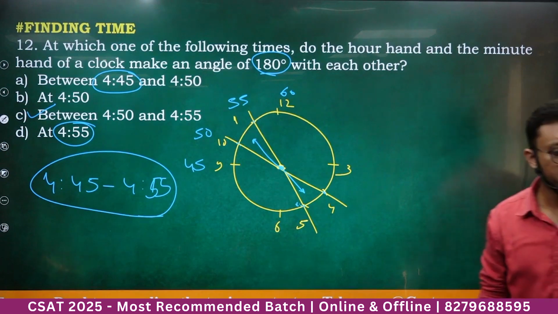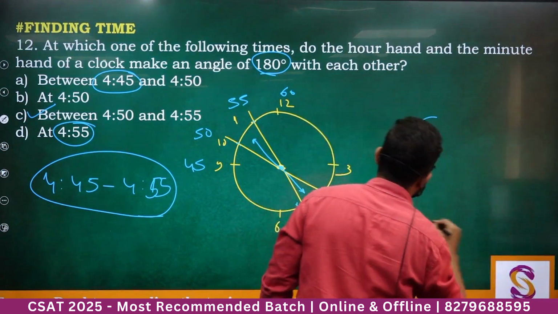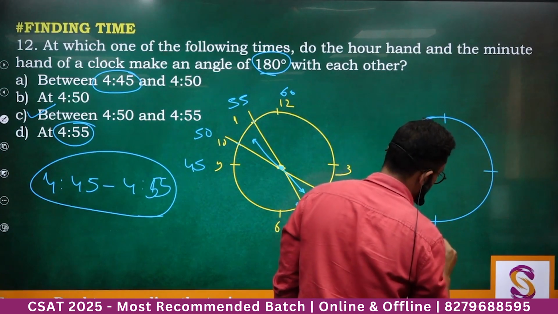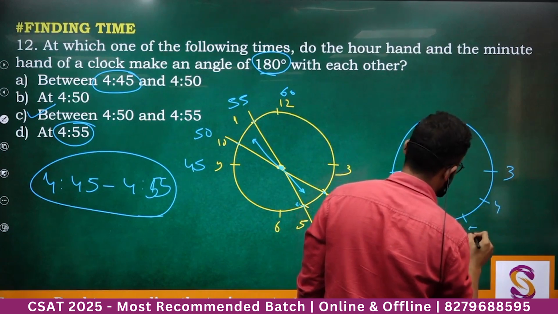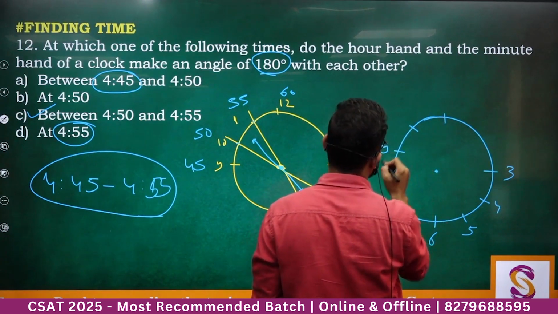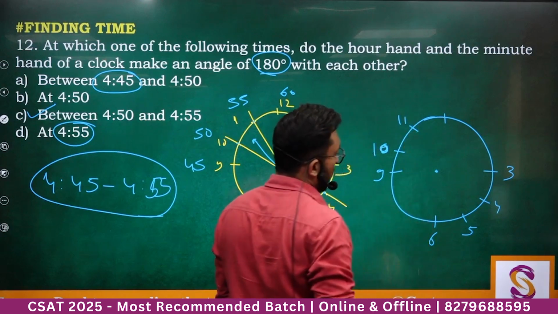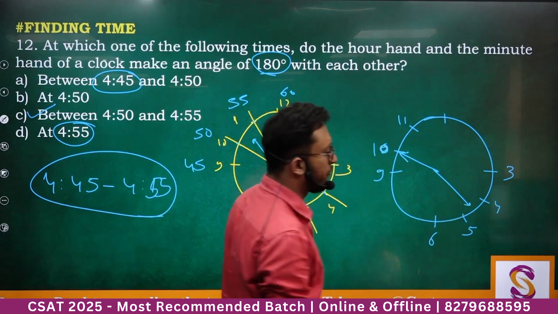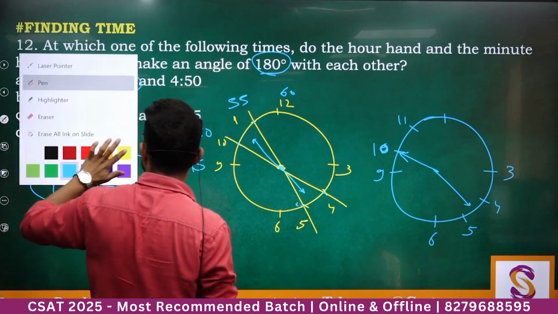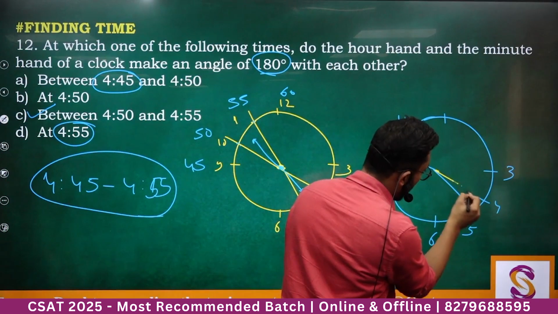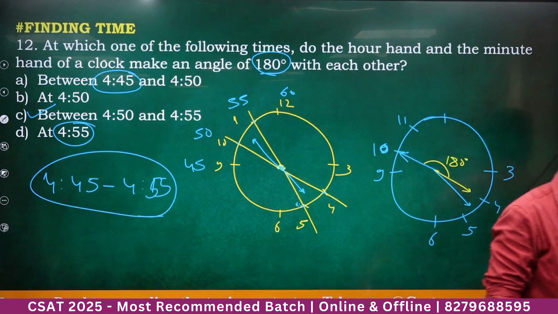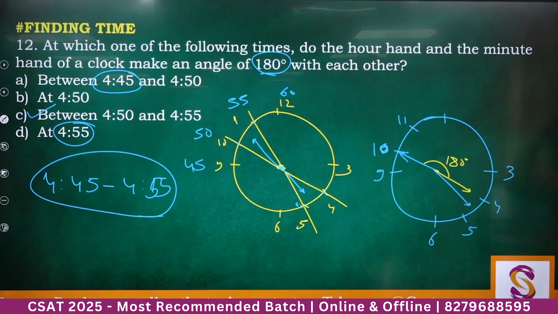Why not 4:50? Anisha, draw the diagram exactly at 4:50. This is 6. This is 50. This is 4:50. Now for these two hands to make 180 degree, this hand should have been at 4, then this angle would be 180, but actually this hand is slightly past 4. ठीक है.